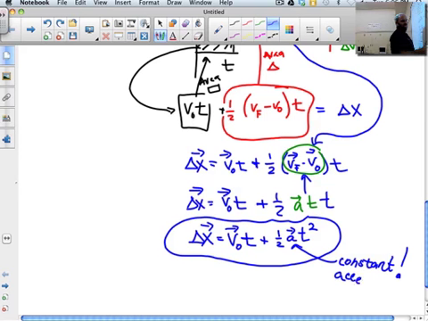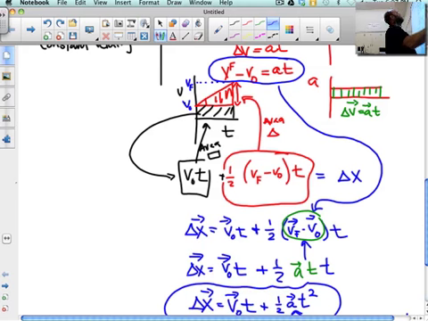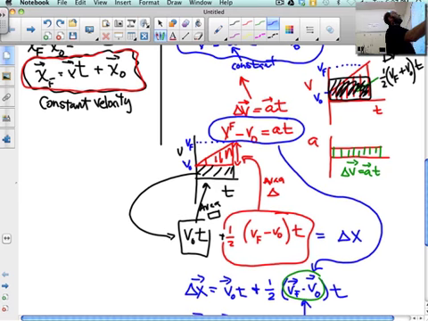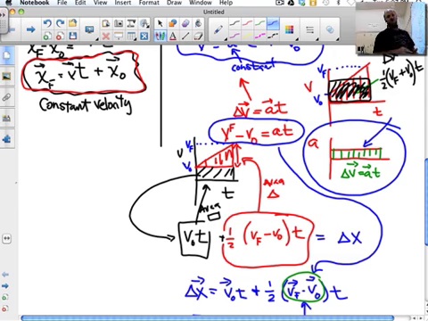Acceleration. For us to use this equation, we must assume the velocity is changing the same amount each second. And that's because we use this graph to actually derive the equation. And this graph is assuming constant acceleration.